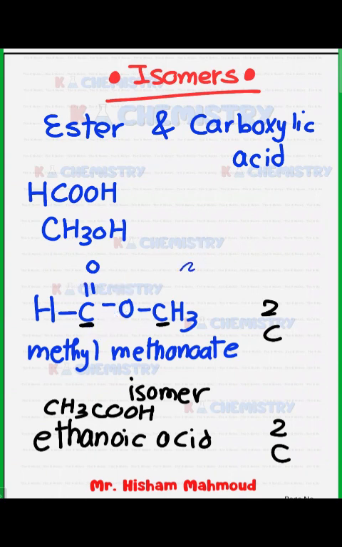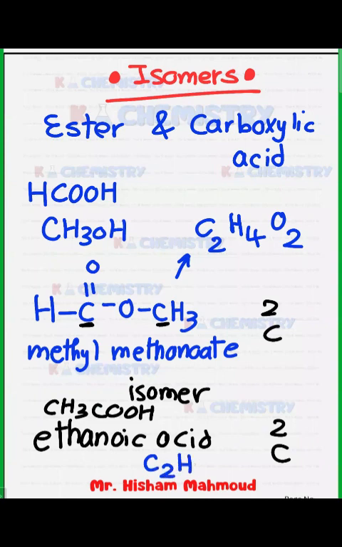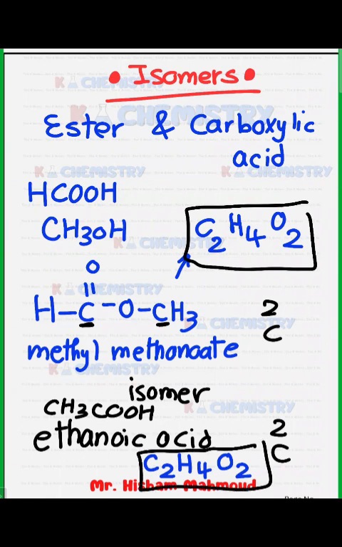Let's see the molecular formula for both of them. The molecular formula for the first one is 2 carbons, 4 hydrogens and 2 oxygens. That's exactly the same as the ethanoic acid: 2 carbons, 4 hydrogens, and 2 oxygens. These two have the same molecular formula, but different structural formula. So they are isomers to each other. Again, the ester and the carboxylic acid, which have the same number of carbon, hydrogen and oxygen atoms, which means they have the same molecular formula, will be isomers.